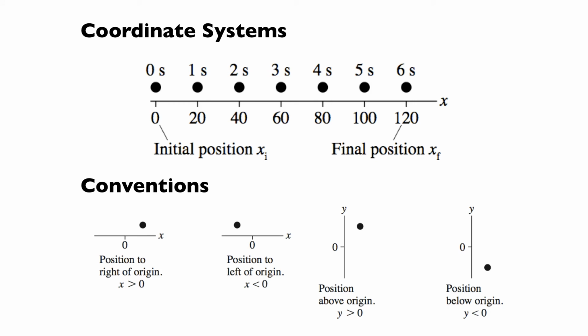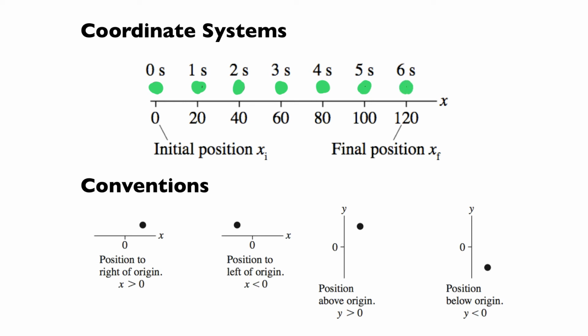Now let's look at some conventions for coordinate systems. I have an object, and its initial position is here, so we have a motion diagram describing the motion, and this is uniform motion. If you look at the successive positions between these dots, they're all the same. This is something which is moving at basically a constant speed.